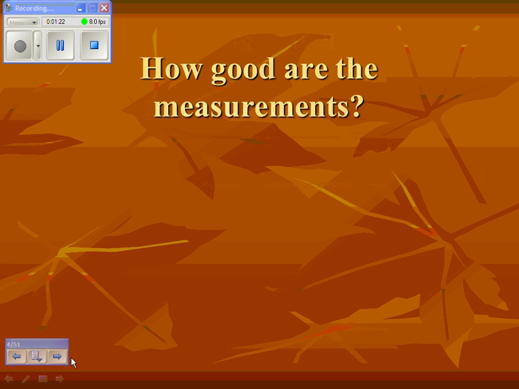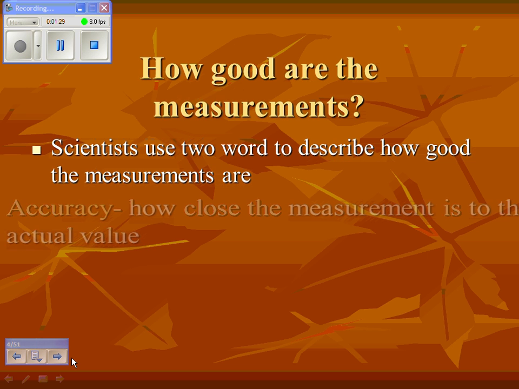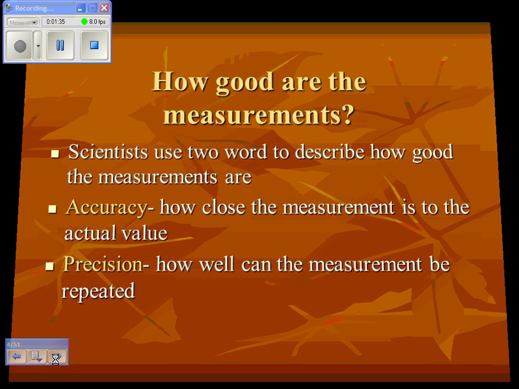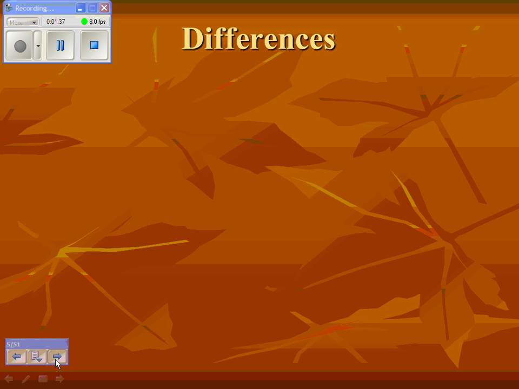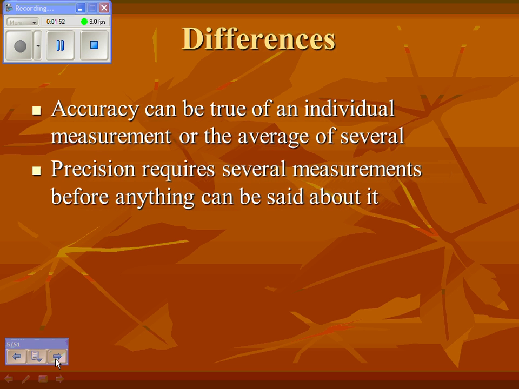So when we look at our measurements and we want to know how good they are, you hear us talk about two things. We talk about accuracy and precision. The difference between the two is if you're accurate, then you are correct. It's right on what the answer is supposed to be. Precision means that you're getting the same thing over and over and over, even if you're not accurate.